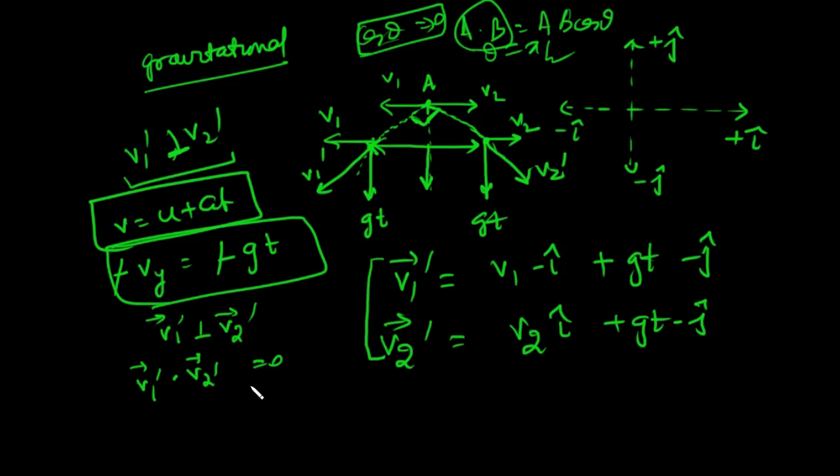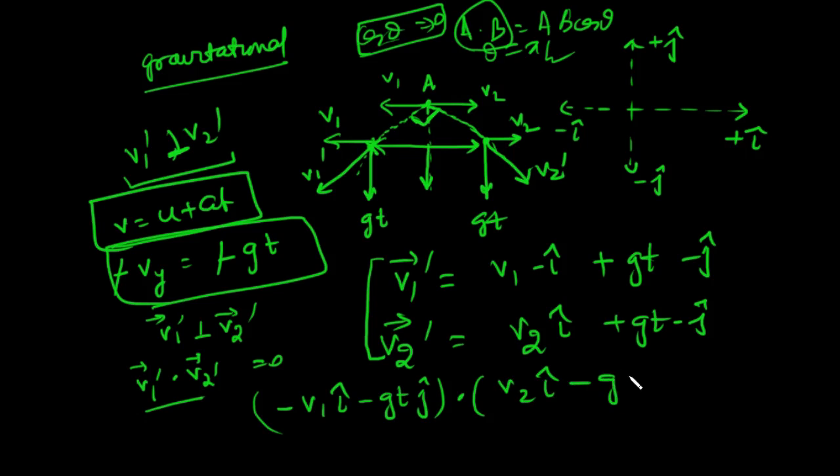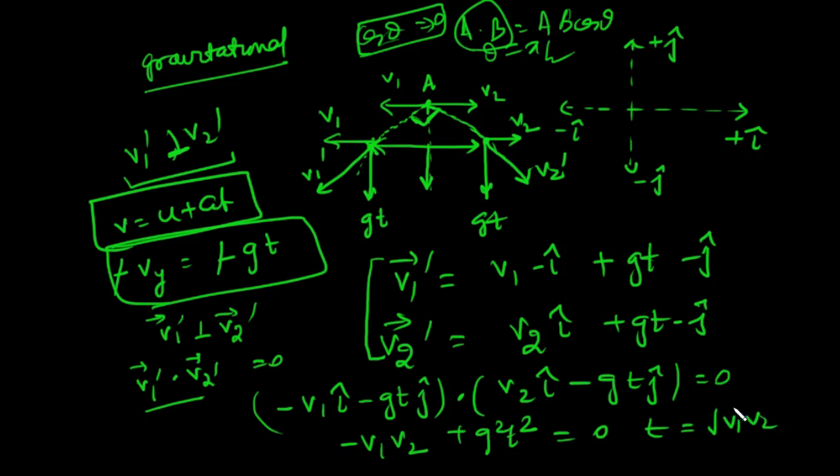Alright, so now we do the dot product of these two vectors. We have minus v1 i minus gt j dot v2 i minus gt j. This should be 0. I dot i is 1, so this is minus v1 v2. I dot j is 0, j dot i is 0, and plus g square t square, as j dot j is 1. And now from here we have t equal to root under v1 v2 by g, and t can only be positive because time is a positive quantity.